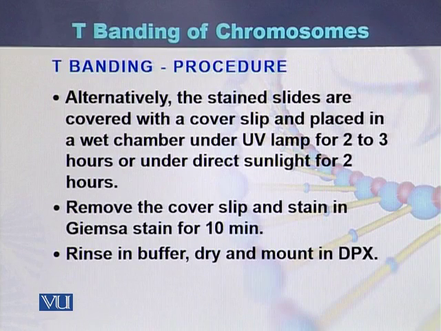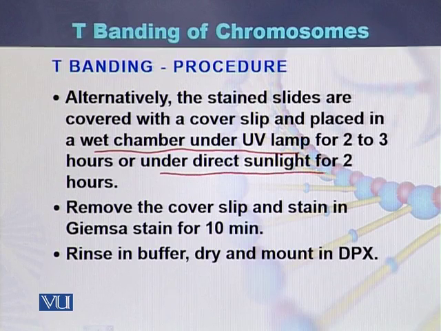In T-banding, there is an alternative procedure by which we can stain the slides. That is, the stained slides are covered with a cover slip and placed in a wet chamber under a UV lamp for 2 to 3 hours, or the slides can be placed directly under the sunlight for 2 hours. So this is an alternative procedure by which we can stain the telomeres of the chromosomes.